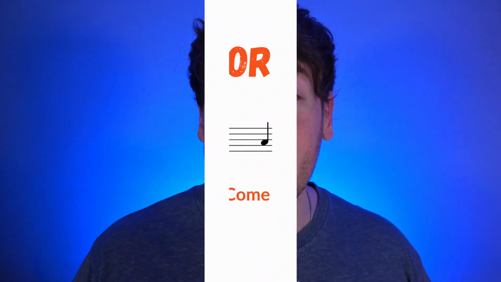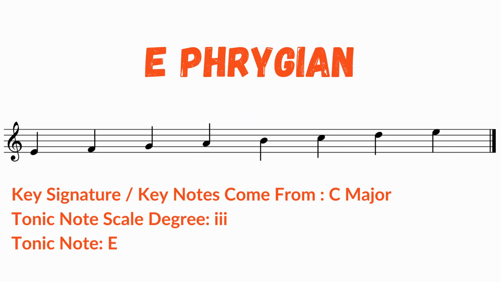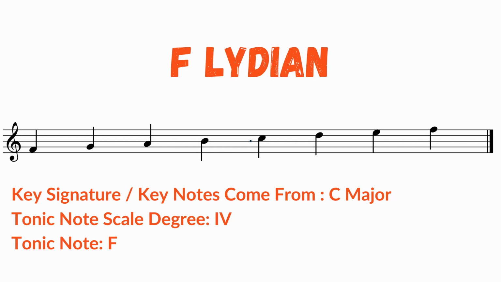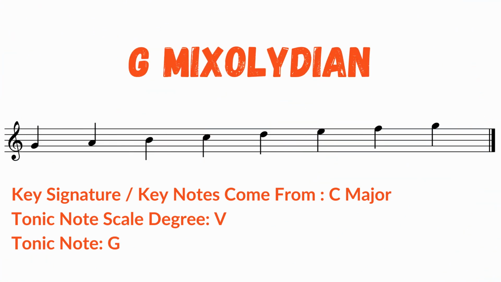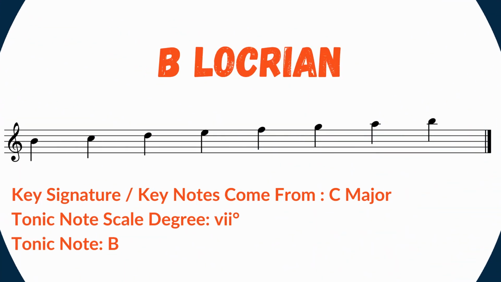For example, if we treated D as the tonic with a C major key signature, aka the notes C, D, E, F, G, A, B, that would be known as the Dorian mode. If we treated E as the tonic, that would be a Phrygian mode. If we treated F as the tonic, that would be a Lydian mode. If we treated G as the tonic, that would be a Mixolydian mode. We've already covered A as the Aeolian mode, aka the minor key. And then if we treat B as the tonic note, that would be the Locrian mode.